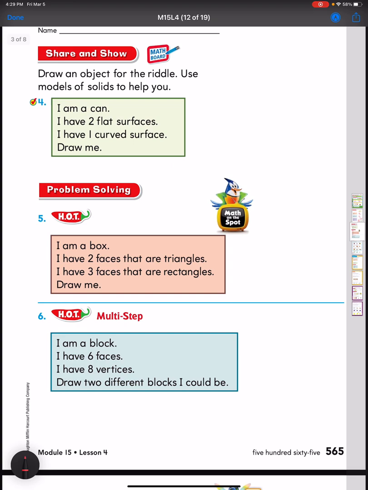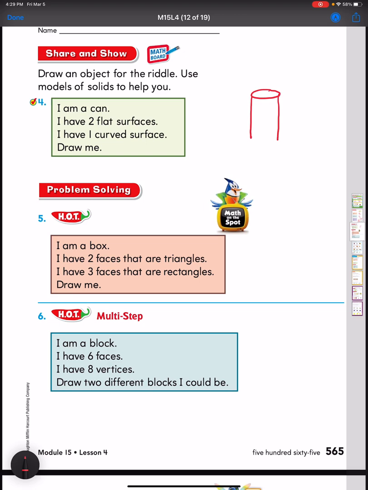Let's look at this one. Draw an object for the riddle. Use models of solids to help you. So here's my riddle. I am a can. I have 2 flat surfaces. I have 1 curved surface. Draw me. Well, a can, remember, that's like a cylinder. A cylinder has 2 flat surfaces and 1 curved surface.